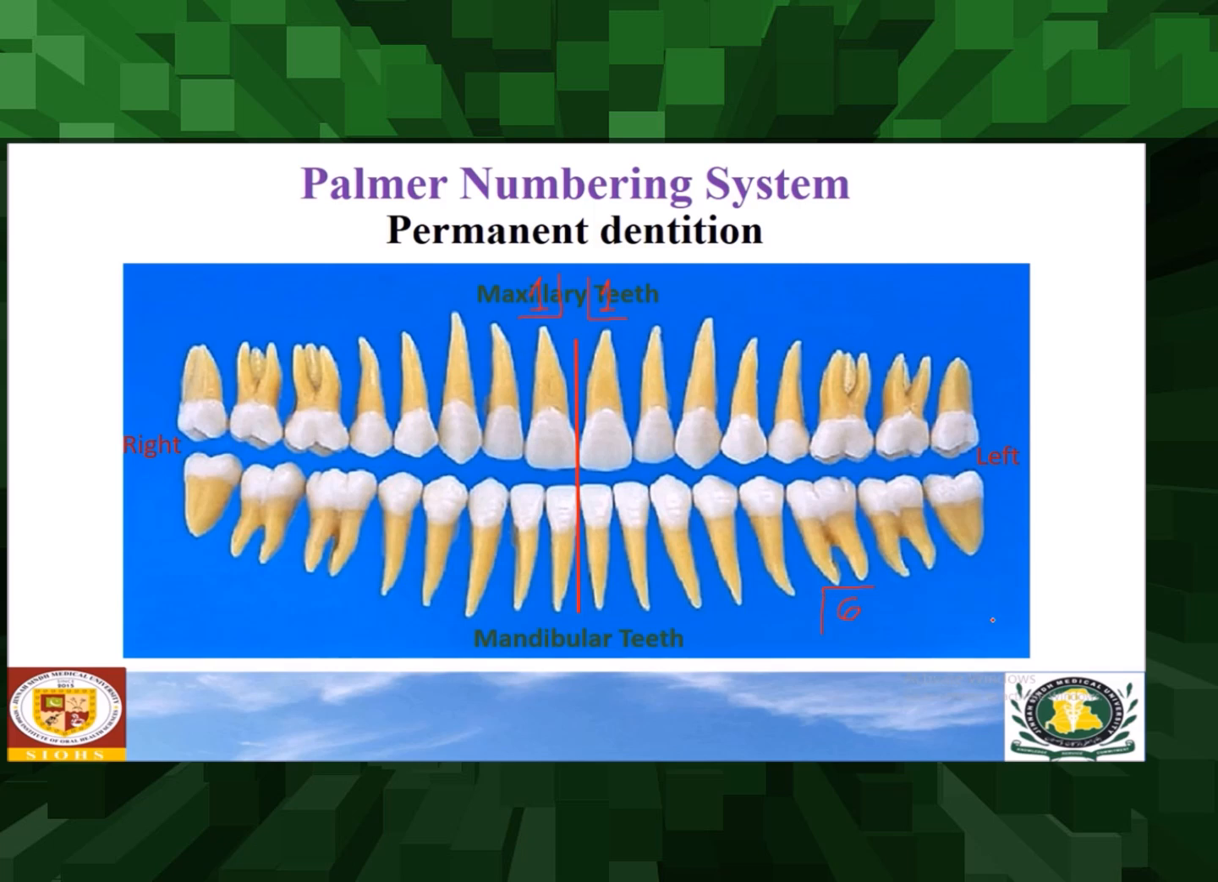Now, it is very important that you should have a clear idea of individual tooth morphology, because sometimes you have to number teeth in case of the deciduous dentition, in case of the mixed dentition, or in case of missing teeth. So, individual tooth morphology is very important in order to number a tooth.